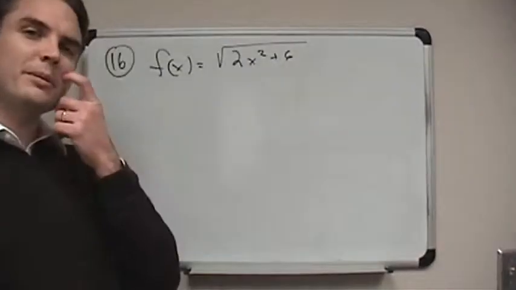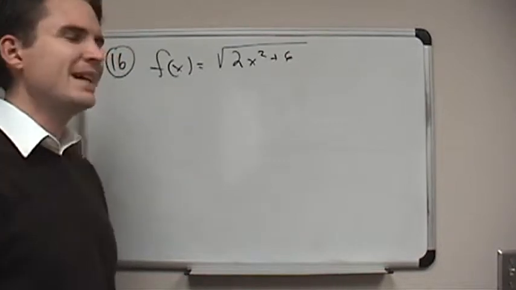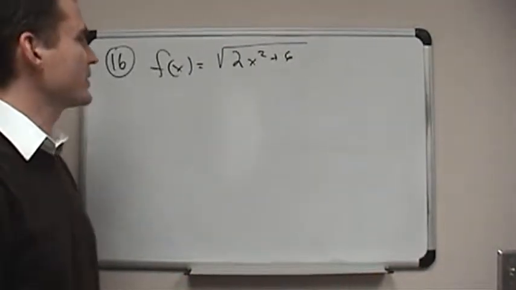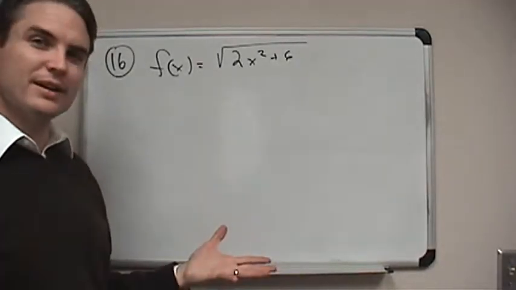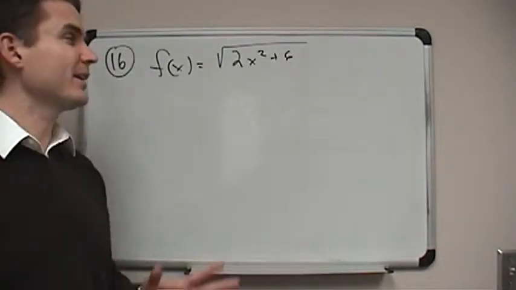Okay, so another problem here is number 16. They ask us to find all relative extrema of the function, and they say use the second derivative test when applicable. Okay, so here's a function they give us, and the first step is they want us to find any relative maximums or minimums, and as we know now, those can only occur at critical numbers.